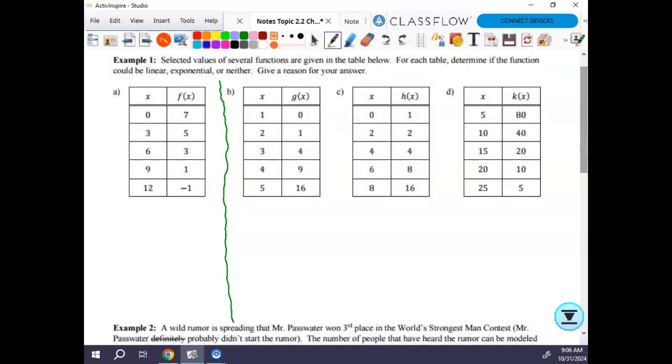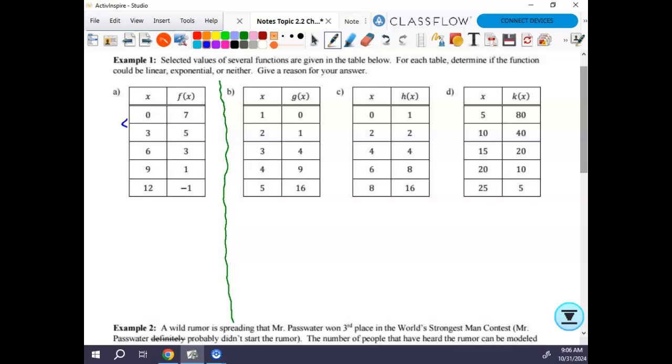So this says, selected values of several functions are given in the table below. For each table, determine if the function can be linear, exponential, or neither. So remember those first words that were there. It said over equal length input value intervals. Now, when we were doing sequences, it was changing by 1, because that was our whole numbers. These are functions, not the sequences, so we're not necessarily changing by 1. But we do want to see if it is constant.